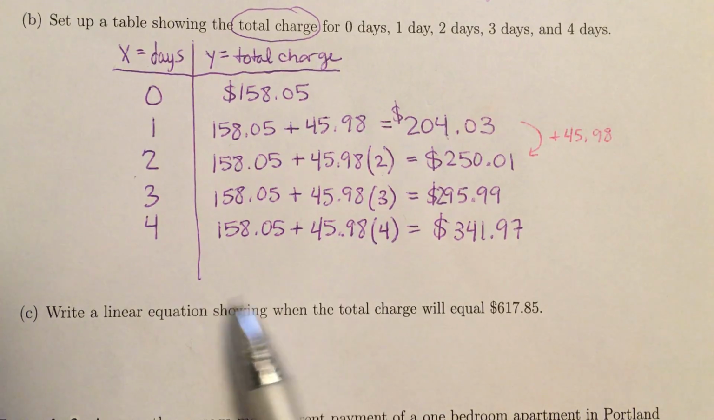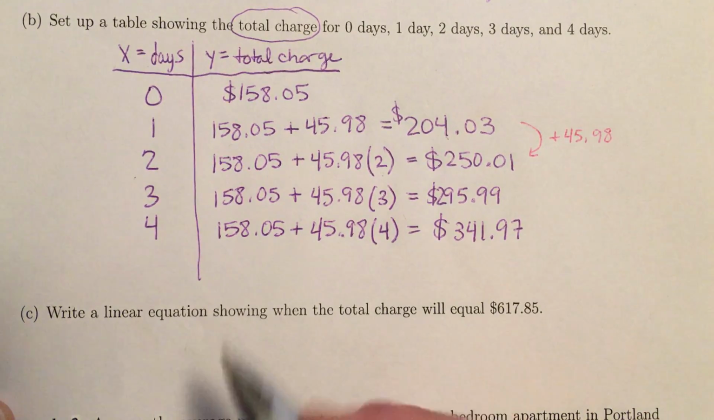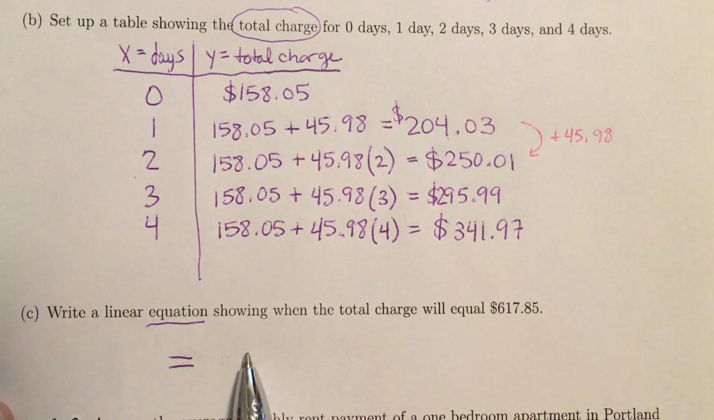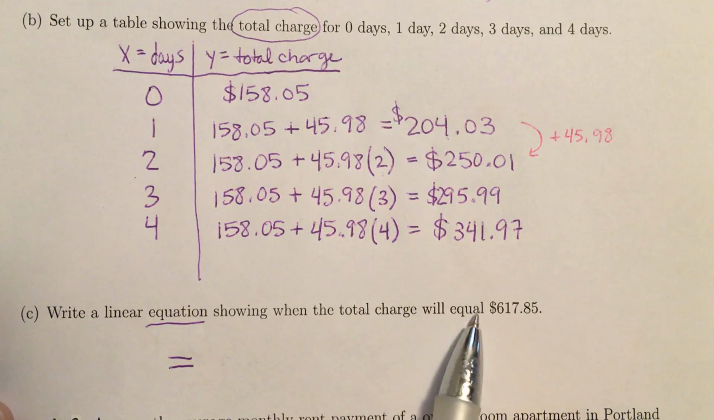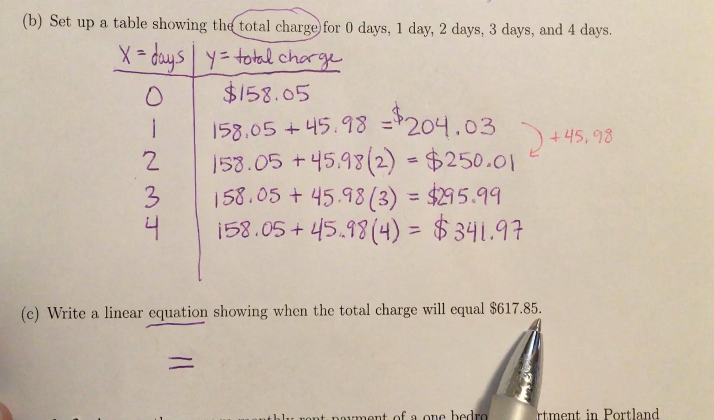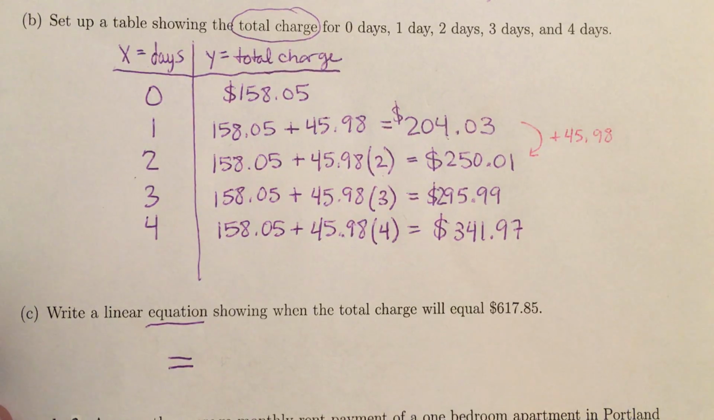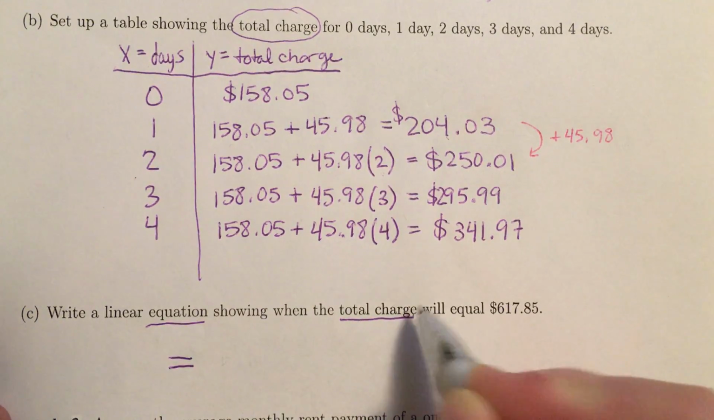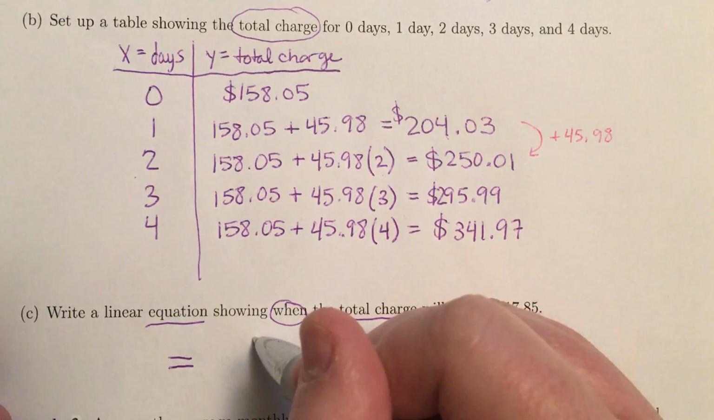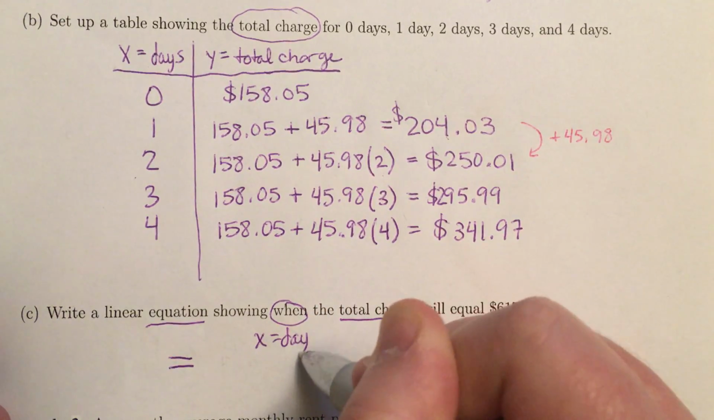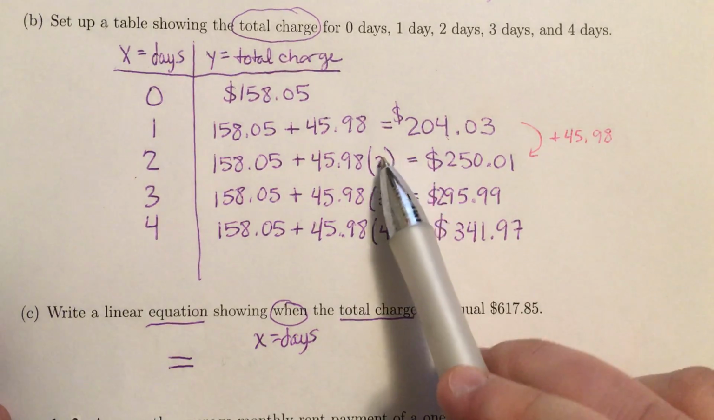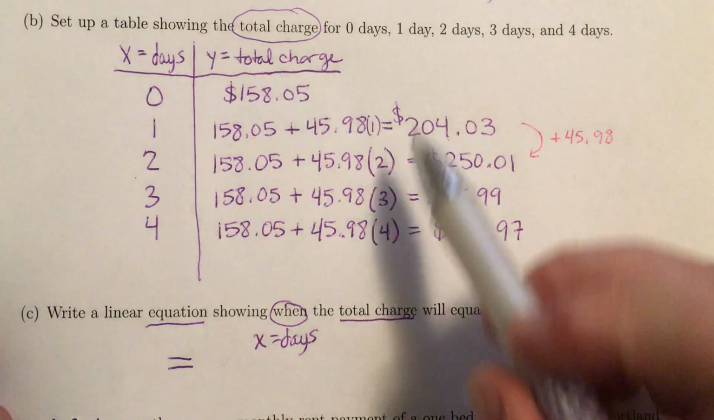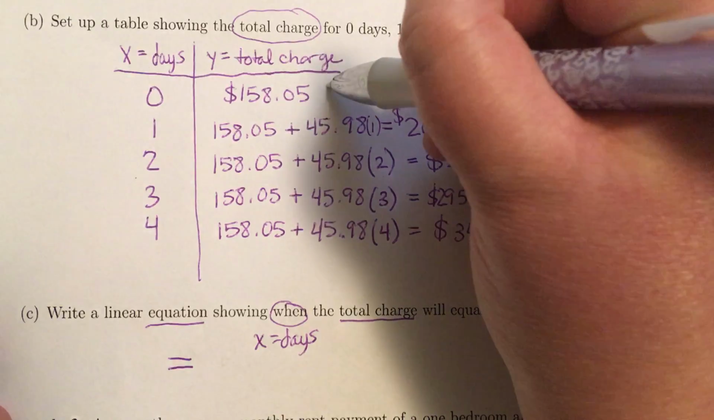All right, well, let's see what part C is asking us for. It says write a linear equation. So equation, hopefully remember, just means equals with two sides to it, showing when the total charge will equal $617.85. All right, so we need total charge, and the when means that the number of days is X, and that's where we started this problem. So now instead of 2, 3, 4, or even 1, or, I wonder if 0 would work in this. Let's try it.